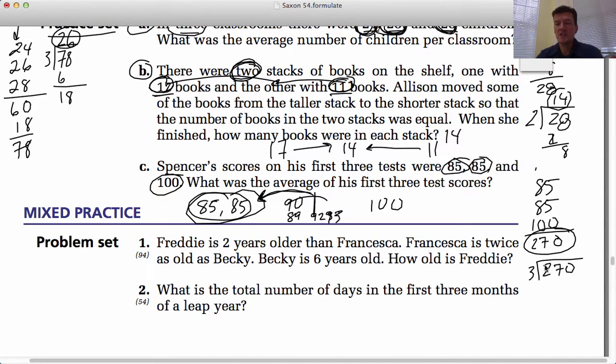So 3 goes into 2 0 times. Down to 7. 3 goes into 27 9 times evenly. And so we get 90, because this is where the decimal point is, 90, which is kind of what we reasoned before.